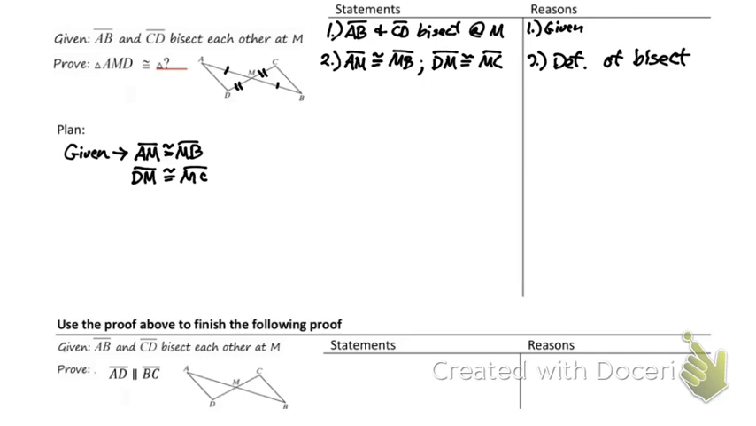Well, for vertical angles, they'd be congruent. And would that be the angle that's in between those two sides? Yeah. So my plan might be something like use vertical angles. Use vertical angles to show that angle AMD, I should probably put an angle in there, is congruent to angle CMB.